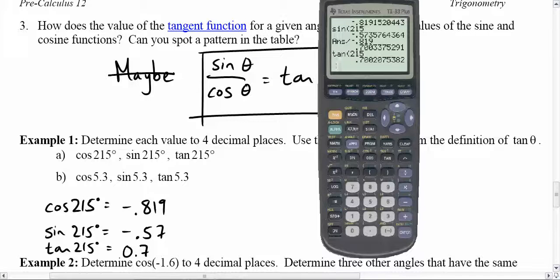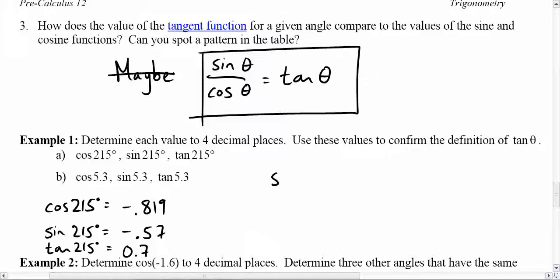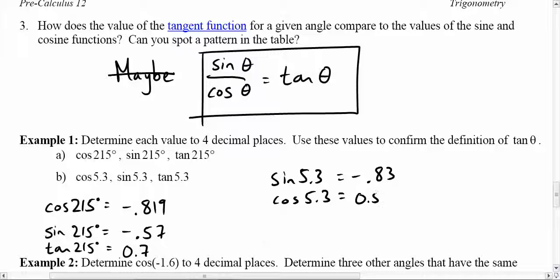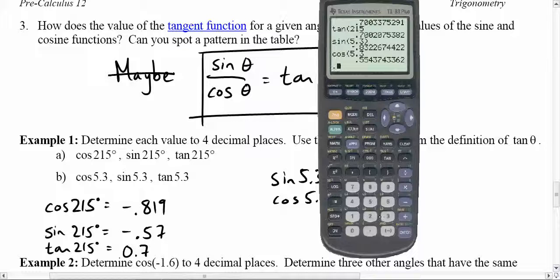Let's check if it works in radians. So sine of 5.3 is negative 0.83. Cosine 5.3 is 0.55. Now if I take my sine value divided by my cos value, I'm hoping that my tangent is negative 1.5. Tan of 5.3. Yay!